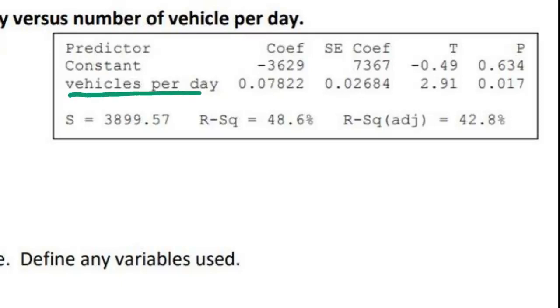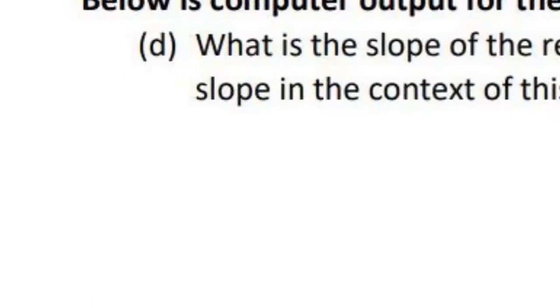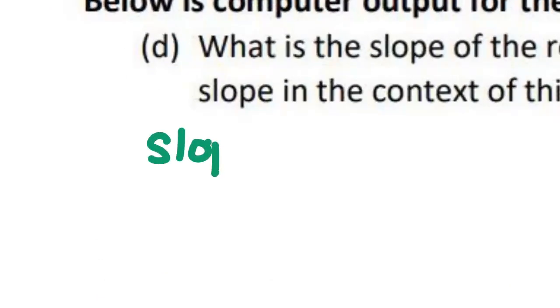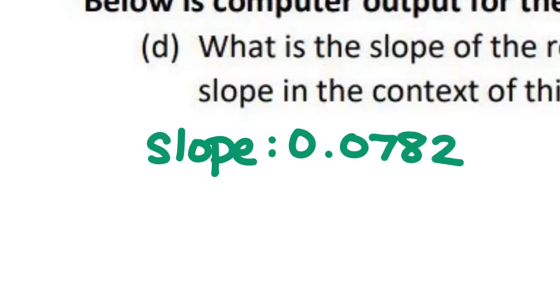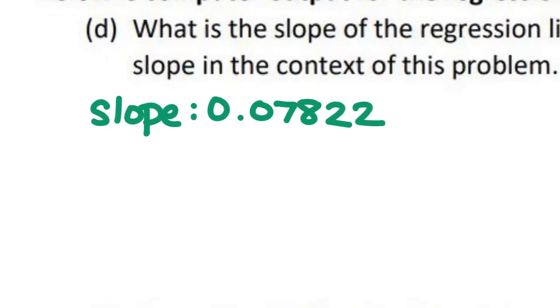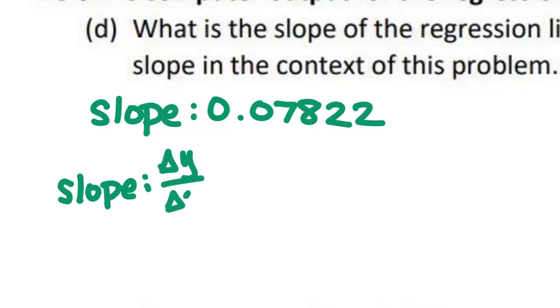Vehicles per day. This is my X variable. So this right here is my slope. So the slope is 0.07822. Let's interpret that in context. I'm going to write my little thing off to the side. Slope is the change in y over the change in x.